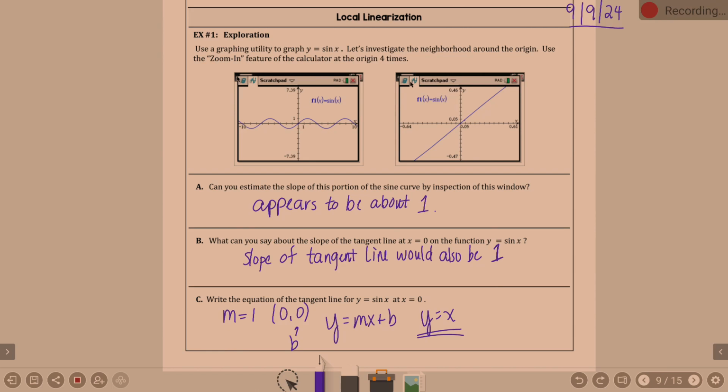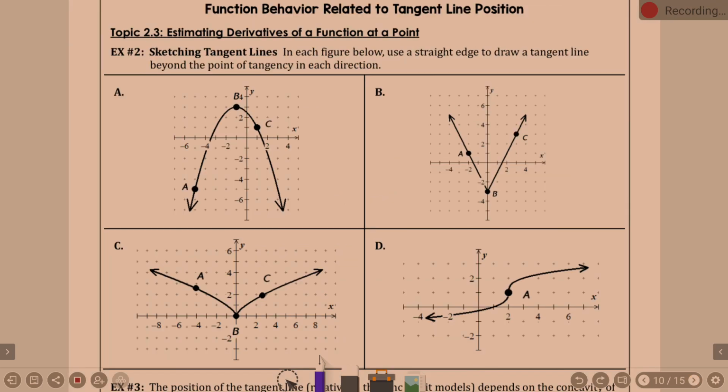Move to the next page. Okay, we are going to do something I hate doing on the BenQ, and that is sketching tangent lines. You might want some rulers. The rulers will help you greatly, especially because our Rose-Hulman rulers are clear and you can kind of see through them in spots. Take one, pass it down. In each figure below, use a straight edge to draw a tangent line beyond the point of tangency in each direction.